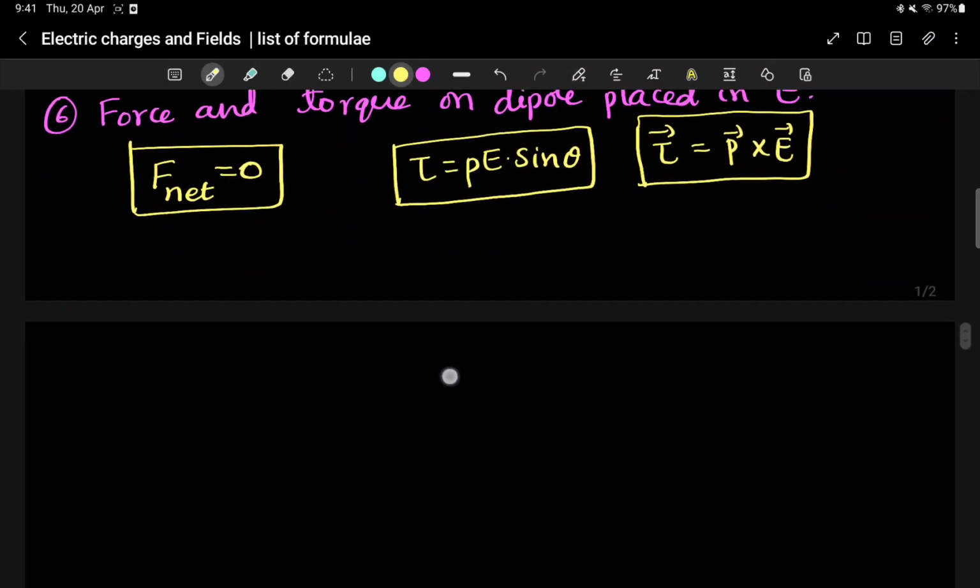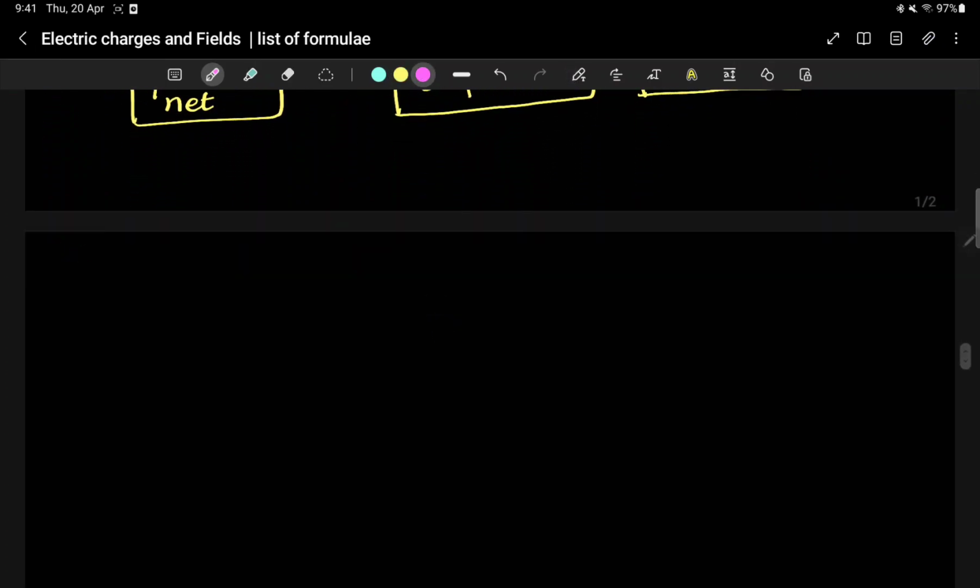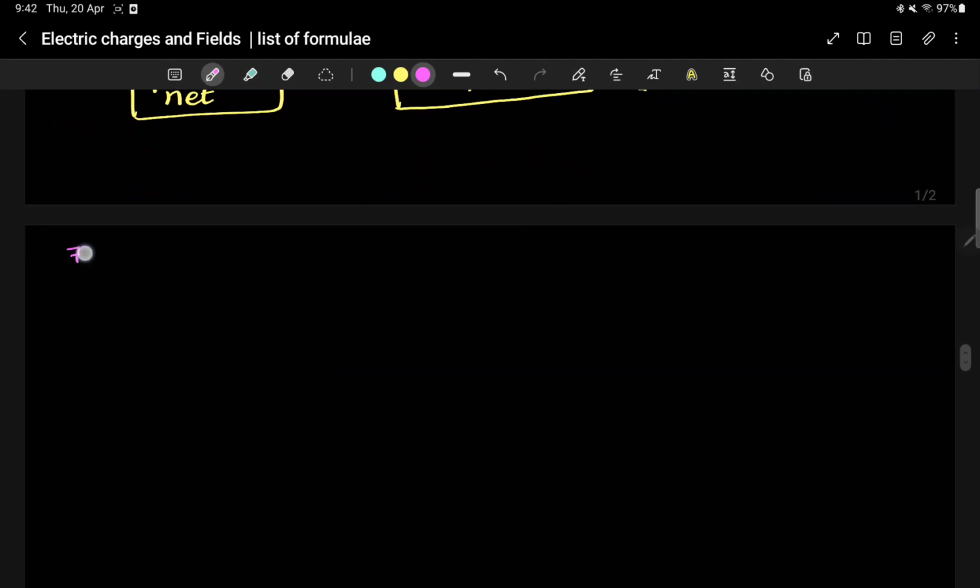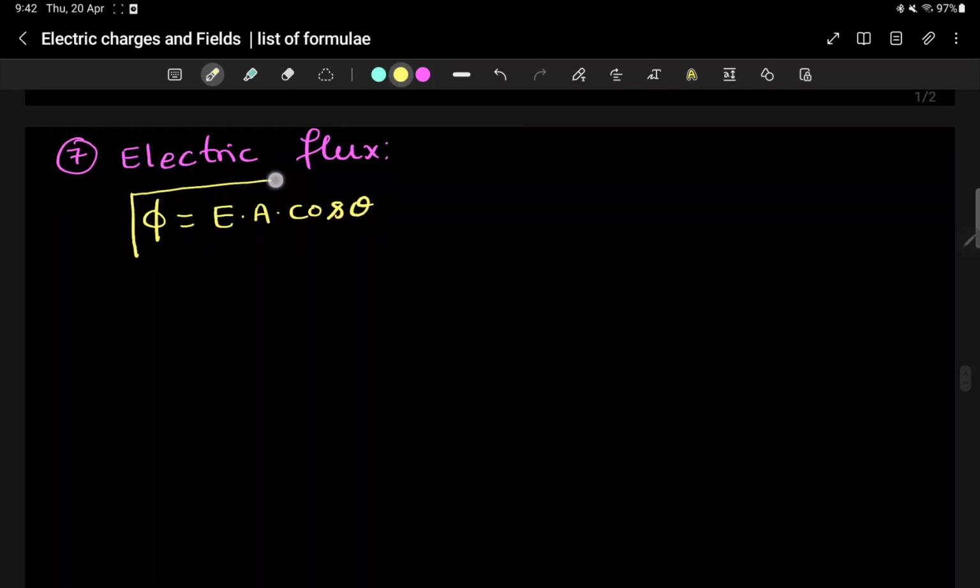Okay, next we will move on to the electric flux formula. The 7th one is electric flux. We can represent this in different ways, but I will write the easiest one. Electric flux is given by E into A into cos theta, where phi is a scalar quantity, do remember that, and in scalar product you can write this as E dot A.